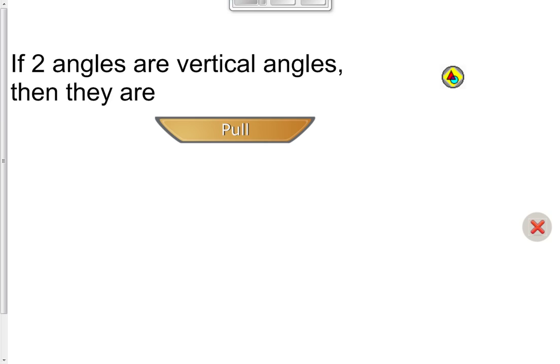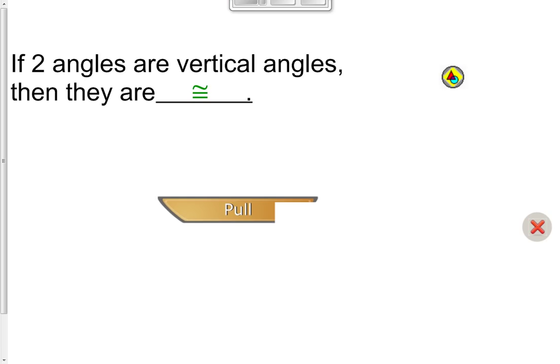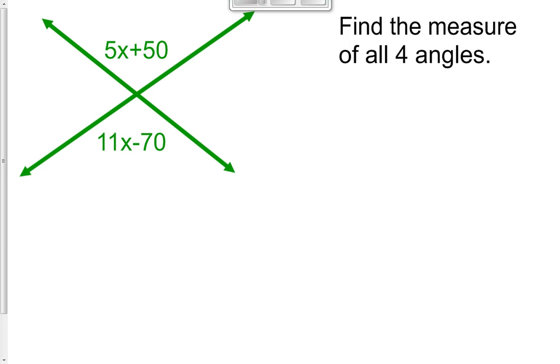Last thing here before we get into our problems for today, if two angles are vertical angles, we saw this on the activity at the beginning of the video, vertical angles are always going to be congruent. They're going to equal the exact same measure. So look at this one, 5x plus 50 and 11x minus 70, they are vertical angles. So this angle would be congruent to this angle. If two angles are congruent, we would say they have an equal measure. 5x plus 50 has an equal measure to 11x minus 70.